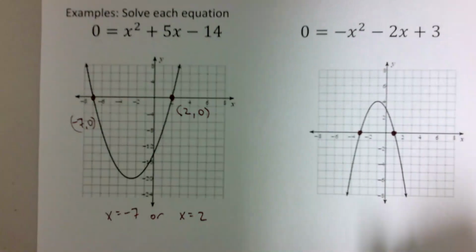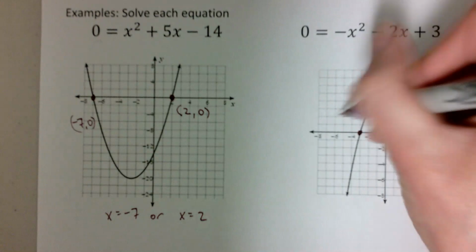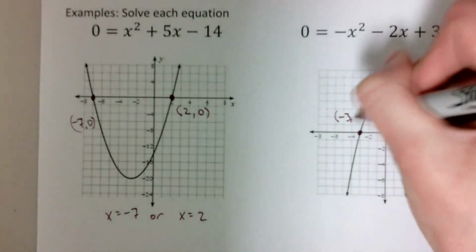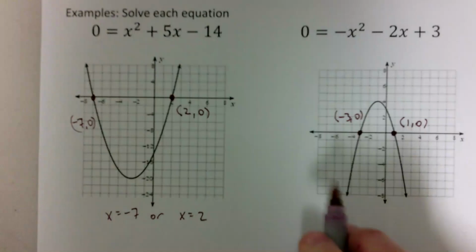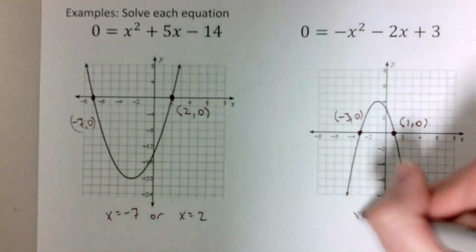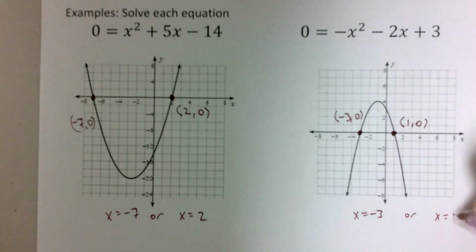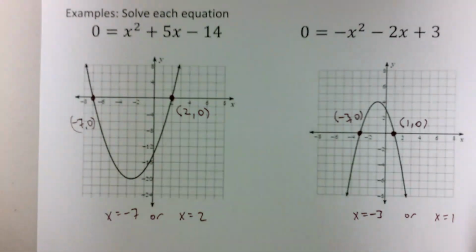All right, this one over here, I've got two x-intercepts again. Here they are. This one is at the point (1, 0), and this one's at the point (-3, 0). We want to know what x coordinate makes that happen. The x coordinate of this point is -3. The x coordinate of that point is 1. And that's it. Those are our solutions. So really, really easy.